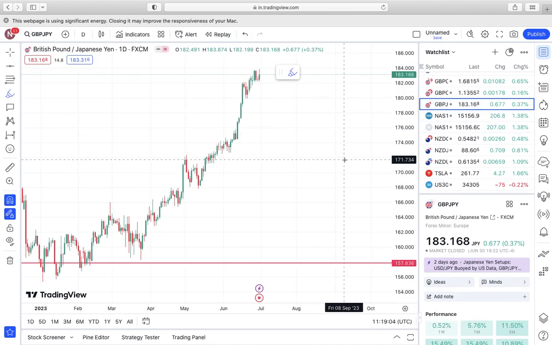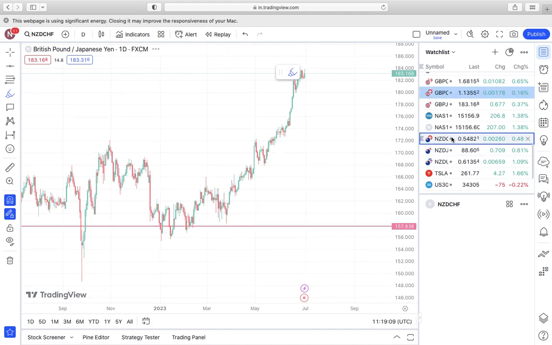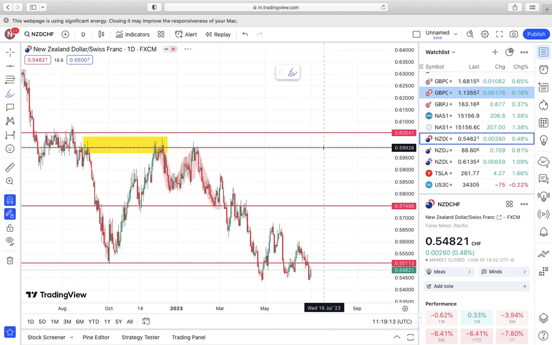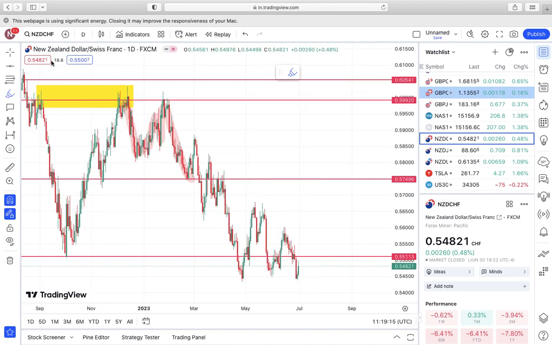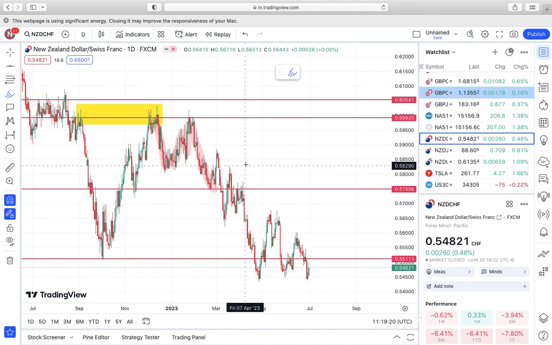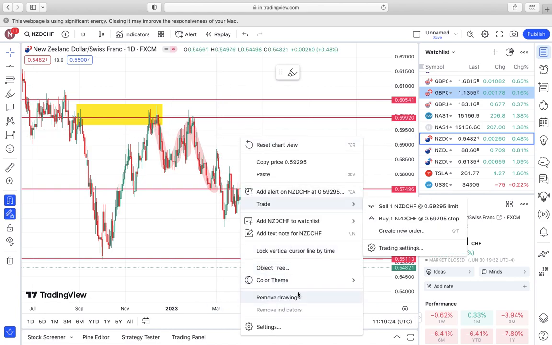Let me check, because we are talking about double top only. We're talking about double top on NZD. NZD CHF is the same thing as NZD USD. You can confirm the same as NZD CHF. Yes, I want you to see this. NZD CHF has done what we wanted.